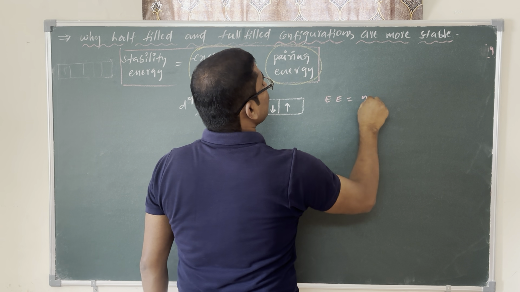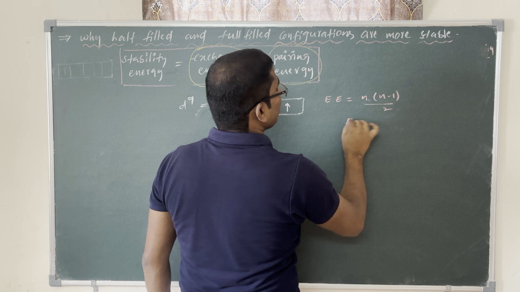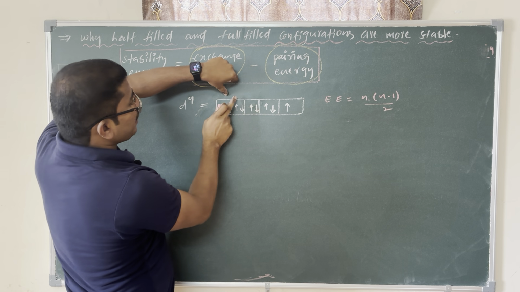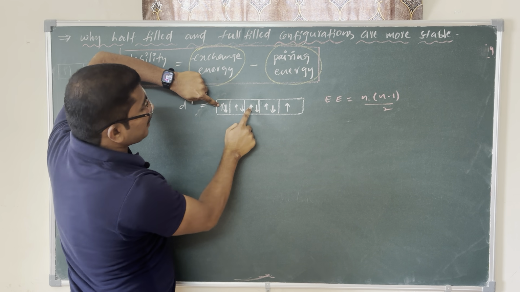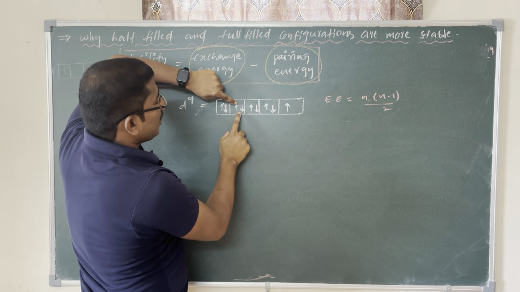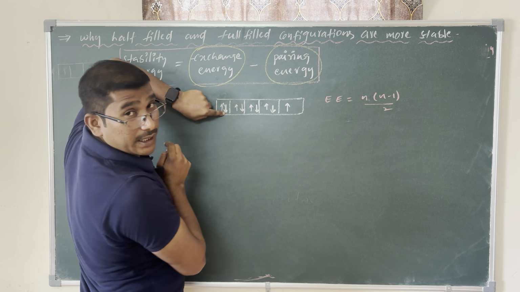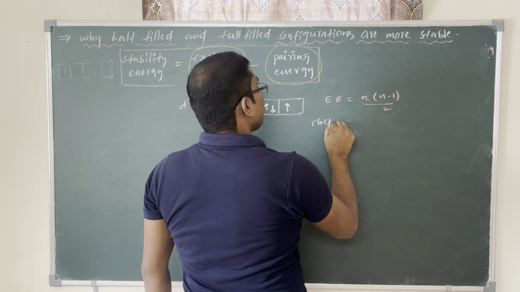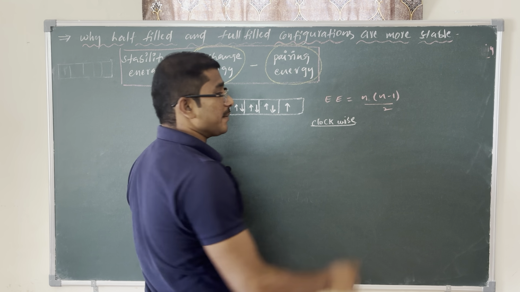Exchange energy is equal to N into N minus 1 divided by 2. First, you have to observe that there is a clockwise spin and an anti-clockwise spin. The clockwise spin will be replaced among these 4 electrons, and the anti-clockwise will be replaced among only 3 electrons. That's why I am first calculating the exchange energy for the clockwise electrons.